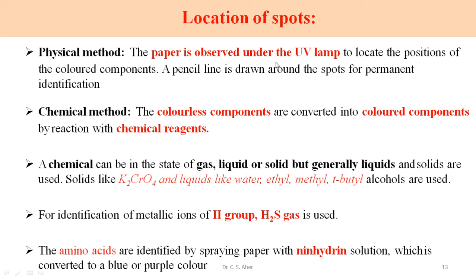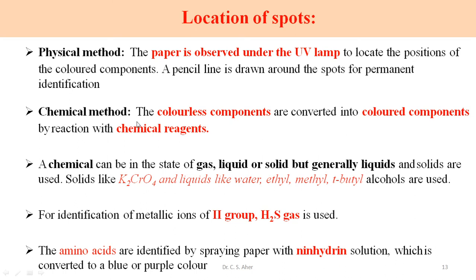The paper is observed under a UV lamp to locate the position of the colored component. A pencil line is drawn around the spot for permanent identification. Look at the circle in the UV chamber, and the color that appears, mark around it with a pencil. So that is the identification of the spots of the separated solvent mixture.